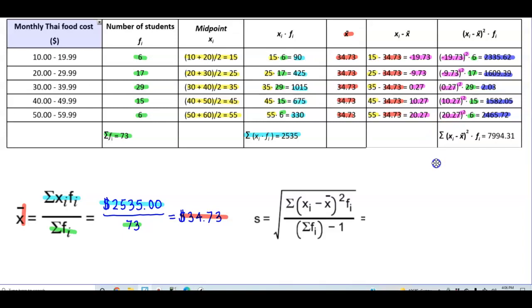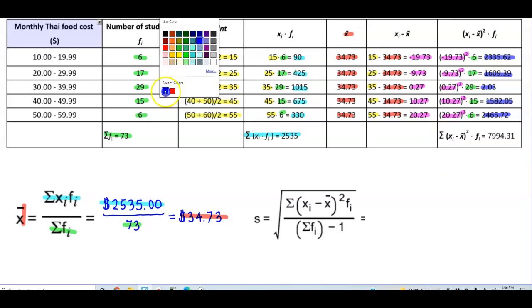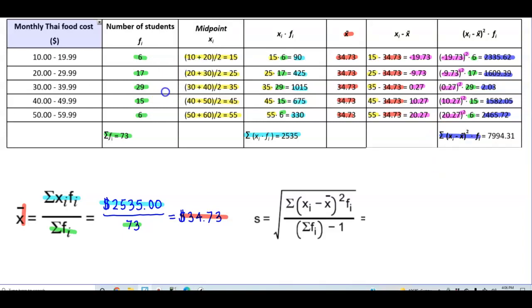When we total up the numbers in the last column, we get 7,994.31. So the numerator is 7,994.31. Then we take the sum of the frequency, which is 73, and then we subtract 1.